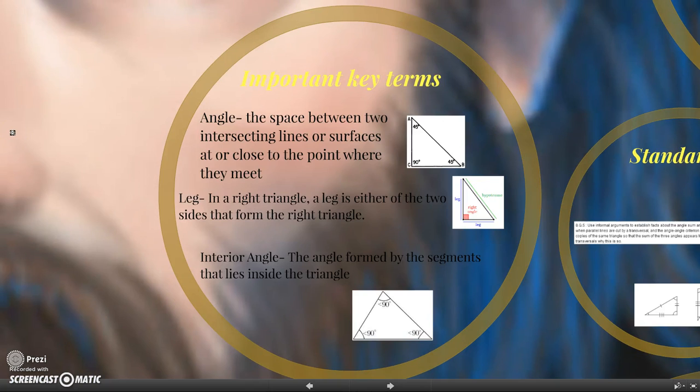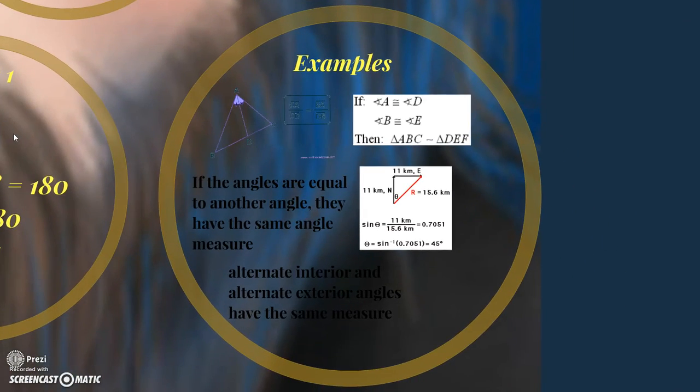Important key terms. Angle: the space between two intersecting lines or surfaces at or close to the point where they meet. Leg: in a right triangle, a leg is either of the two sides that form the right angle. Interior angle: the angle formed by the segments that lies inside the triangle. Examples. If angles are equal to another angle, they have the same angle measure. Alternate interior and alternate exterior angles have the same measure.